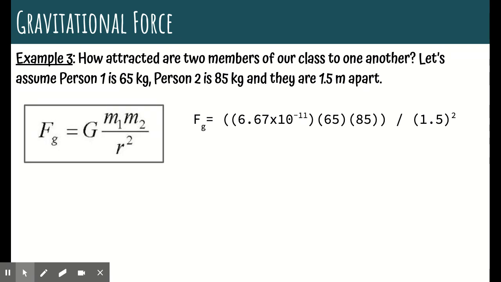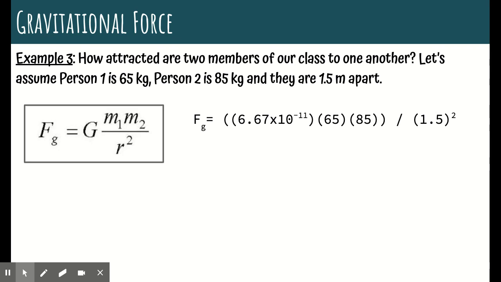So this is our last example. How attracted are two members of our class to one another? So if we assume person 1 is 65 kilograms and person 2 is 85 kilograms, and they're 1.5 meters apart, okay? So we have the mass of both of the people. We have the distance, which is that R. We know that the capital G is the constant. So we're just subbing all this in and then solving for the force of gravity.